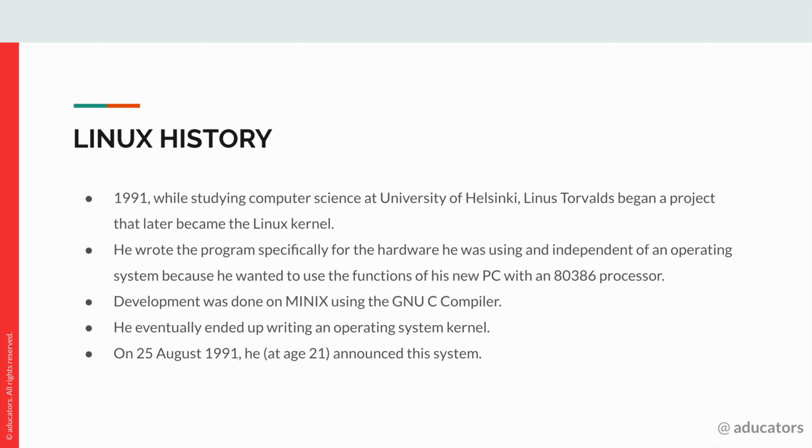Development was done on Minix using the GNU C compiler. He eventually ended up writing an operating system kernel. On 21st August 1991, he was just a 21-year-old when he announced the system.